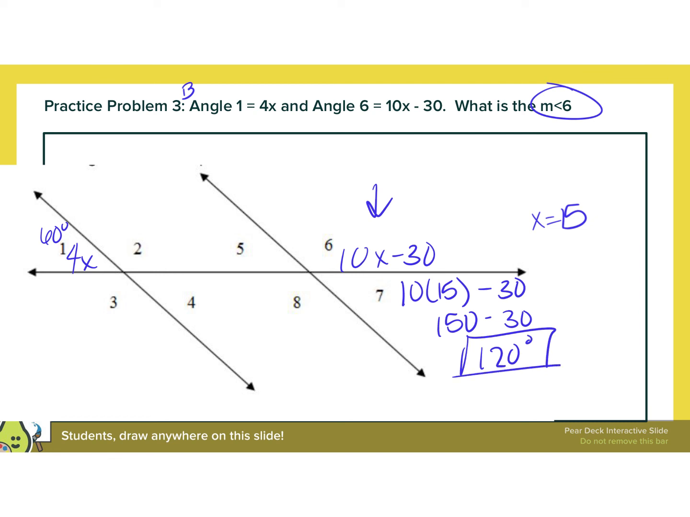There was also a much faster way to do that, right? I know that 1 and 6 are supplementary. They have to add up to 180. So you could have simply just subtracted this. You didn't have to do it the long way. But either way, you get to the right answer. I think you've got 2 more practice problems.